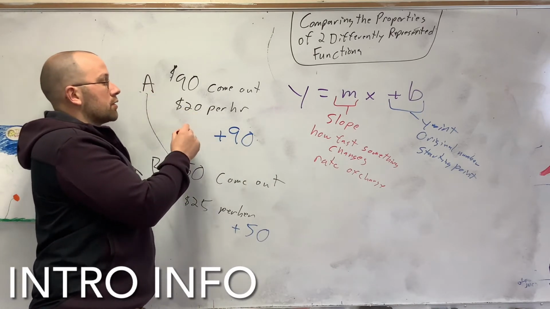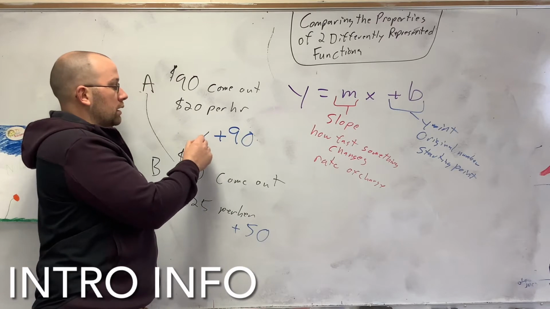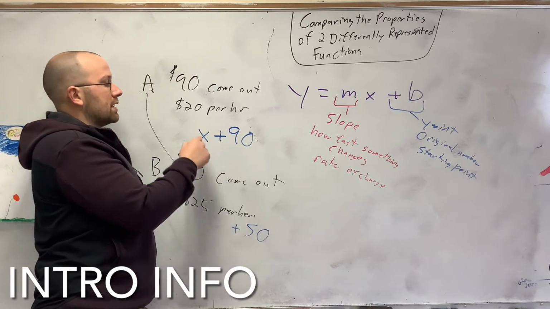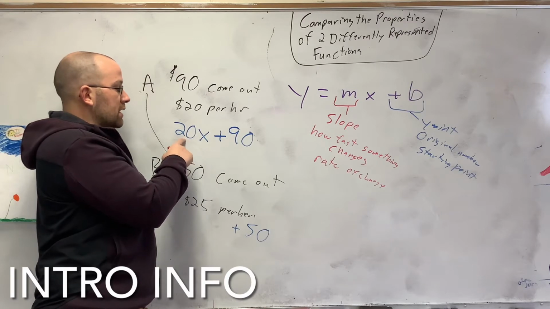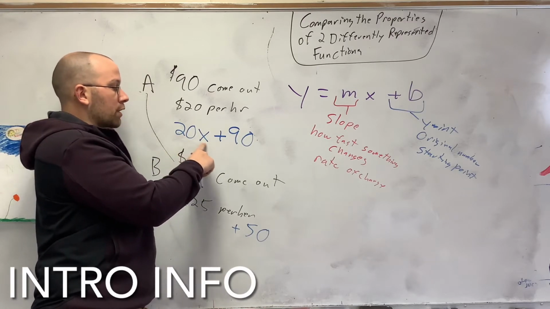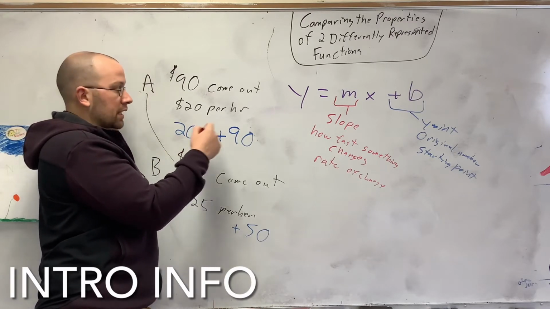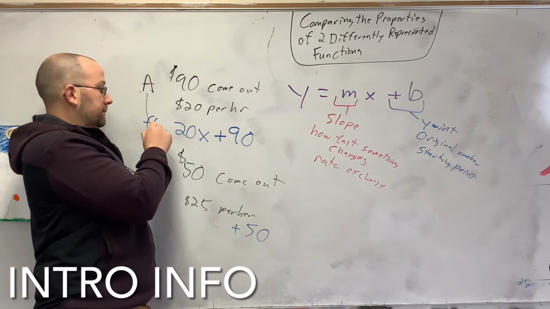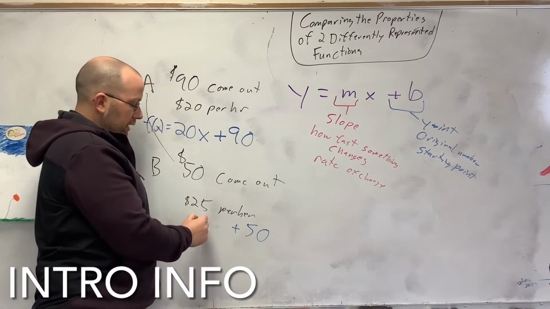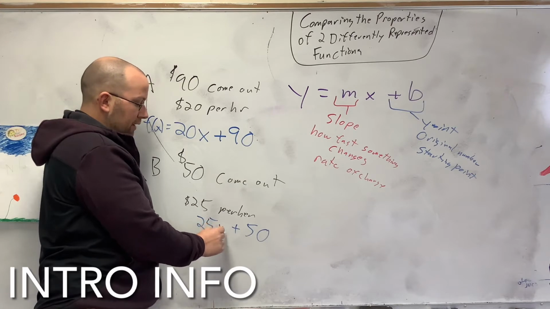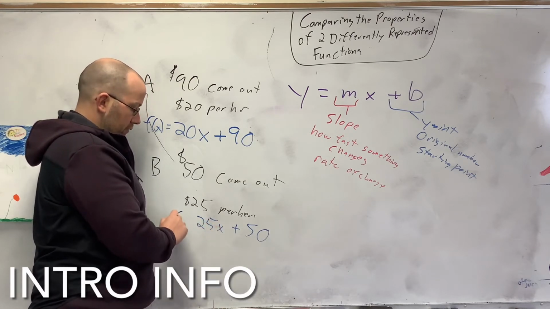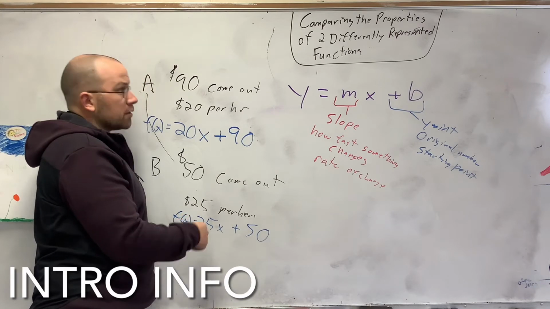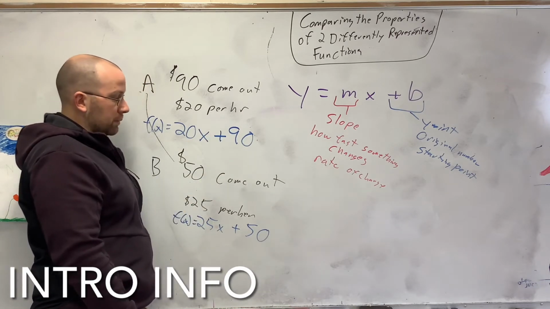This right here is your slope. My slope says how fast this whole thing is going to change. So this is going to change 20 for every 1 hour. It's going to increase the price. This down here is going to change 25 for each hour he's there. And this is how you compare the properties of them.